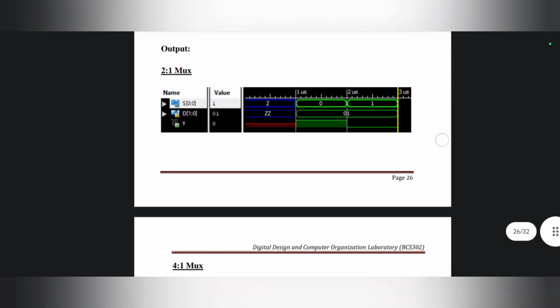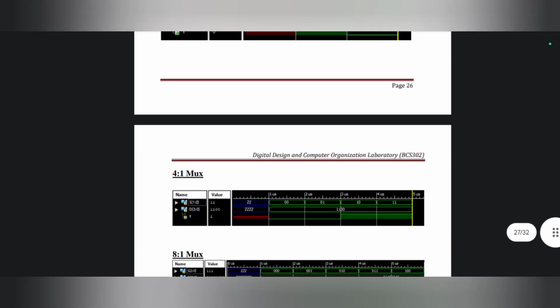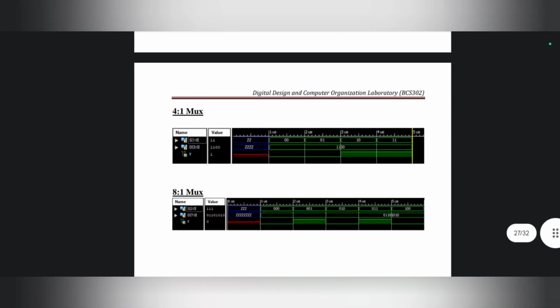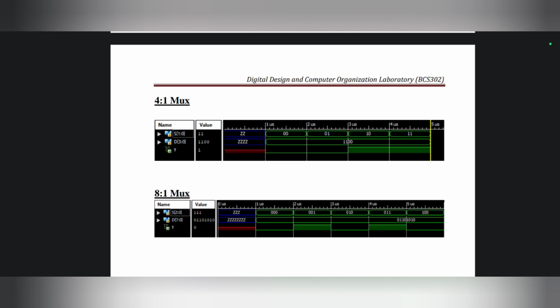Here they have given some examples for the different multiplexers. This is the example for the 2:1 multiplexer, this is the example for the 4:1 multiplexer, and this is the example for the 8:1 multiplexer. Let us solve one example by taking the 4:1 multiplexer. Here in the 4:1 multiplexer, we can note that they have given inputs as 1 1 0 0 and select as 1 1. So let us solve this using the 4:1 multiplexer diagram.